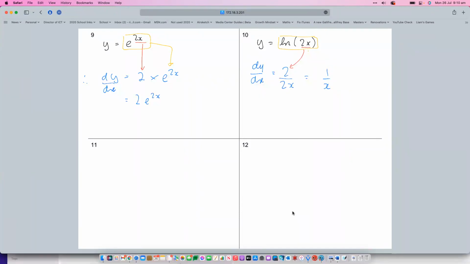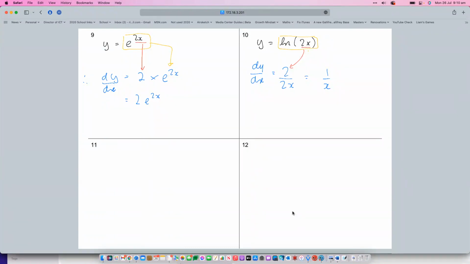Because whatever is in the ln, it's just going to be 1 on whatever is in it, 1 on 2x in this case. Yeah, 1 on whatever the x times. So the derivative of ln always ends up being 1 on x, doesn't it?